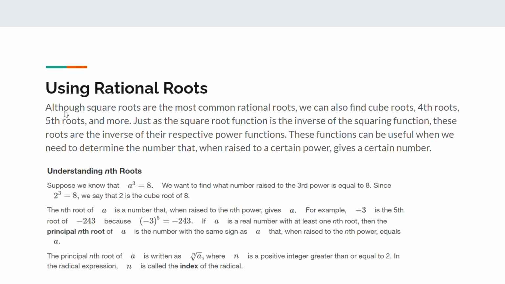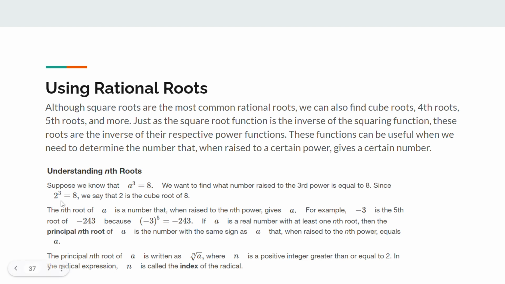Using rational roots. Although square roots are the most common roots, we can also find cube roots, fourth roots, fifth roots, and more. Just as the square root function is the inverse of the squaring function, these roots are the inverse of their respective power functions. These functions can be useful when we need to determine the number that, when raised to a certain power, gives a certain number.